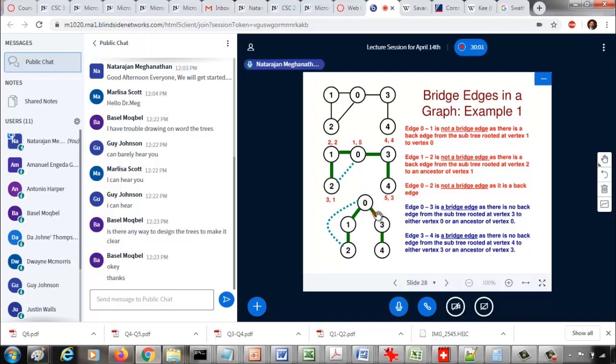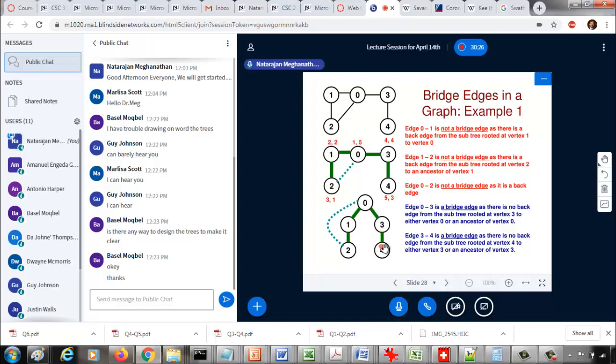Now look at the edge 0, 3. Again 0 is the upstream node, 3 is the downstream node, so you're looking at a subtree involving 3 and 4. There's no back edge from the subtree that goes up to 0 or above 0. Because of that, 0, 3 is a bridge edge. If you remove the edge, the graph is going to get disconnected.